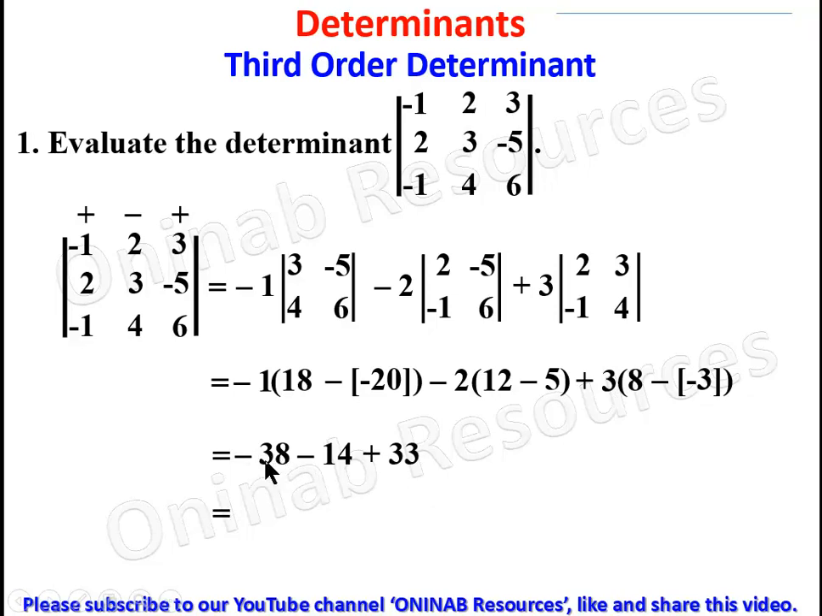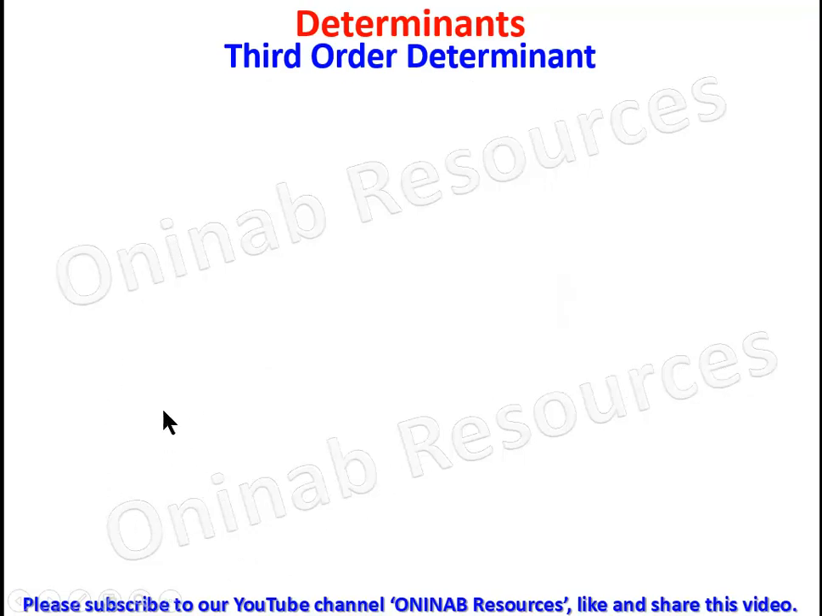So -38 minus 14 plus 33 gives -19. So the determinant has been evaluated to be -19. So we go to problem 2.